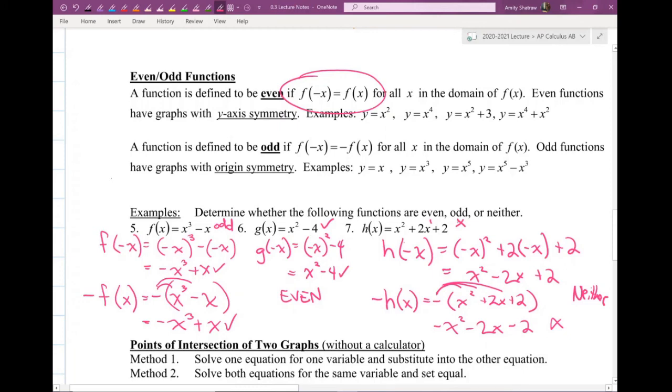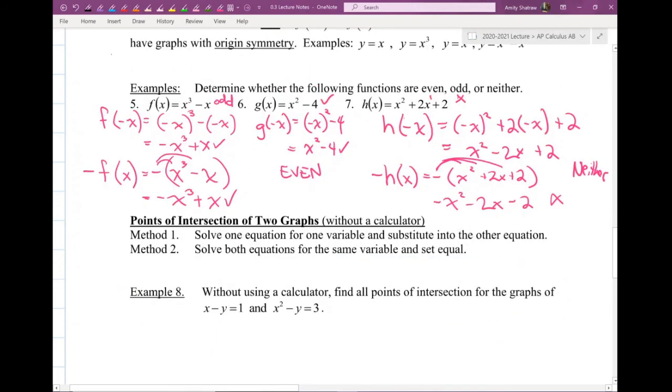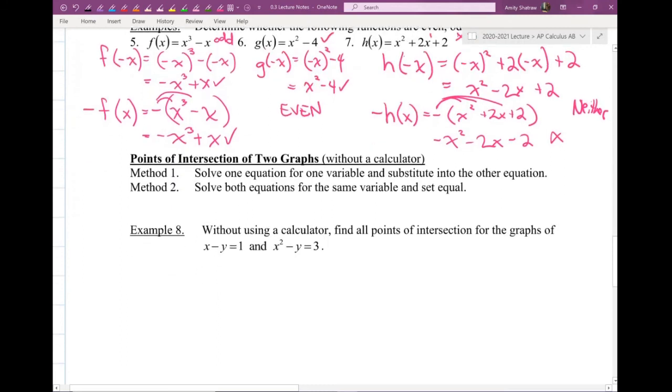All right? Now, when we get to the very bottom here, we are being asked to solve one equation for one variable and to substitute it into the other equation. We solve both equations for the same variable and set it equal if we want to do method 2. So it says, without a calculator, find all points of intersection for those graphs. And I want to mention, you could plug those graphs into Desmos and you could find out where they intersect. This is supposed to be a moment where we are being true to algebra, where we're using algebra to prove what it is that we see when we graph.